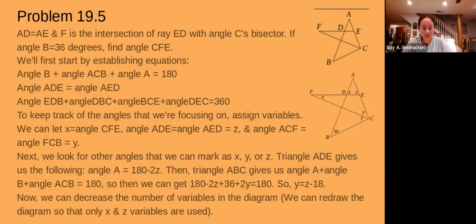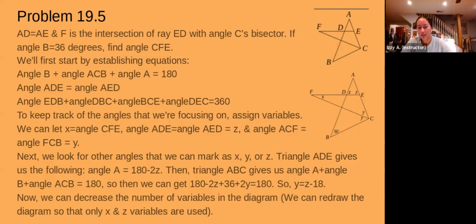Triangle ADE gives us the following. Angle A is equal to 180 minus 2z. Then triangle ABC gives us angle A plus angle B plus angle ACB equal to 180. So then we get 180 minus 2z plus 36 plus 2y, which would be equal to 180. So y would equal z minus 18.